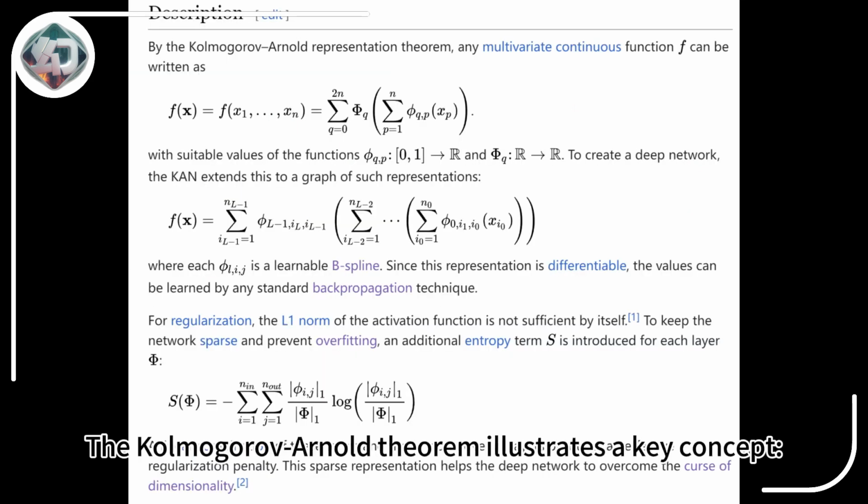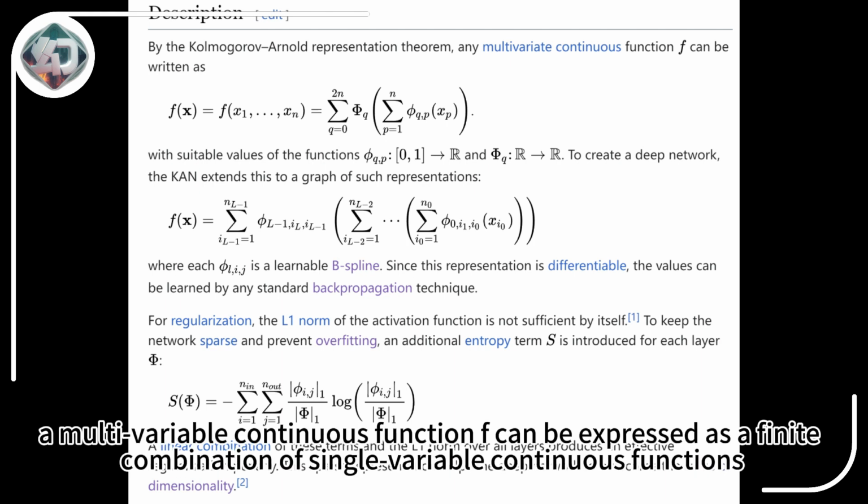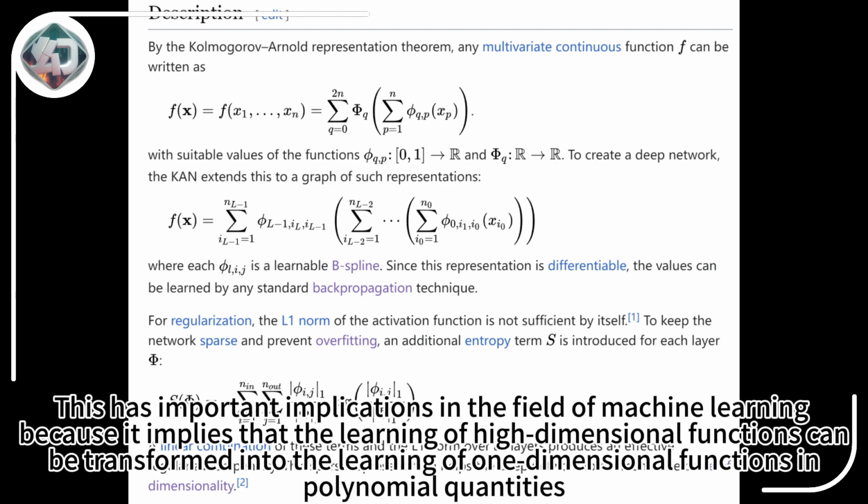The Kolmogorov-Arnold theorem illustrates a key concept on a bounded domain. A multivariable continuous function, f, can be expressed as a finite combination of single-variable continuous functions. This has important implications in the field of machine learning because it implies that the learning of high-dimensional functions can be transformed into the learning of one-dimensional functions in polynomial quantities.